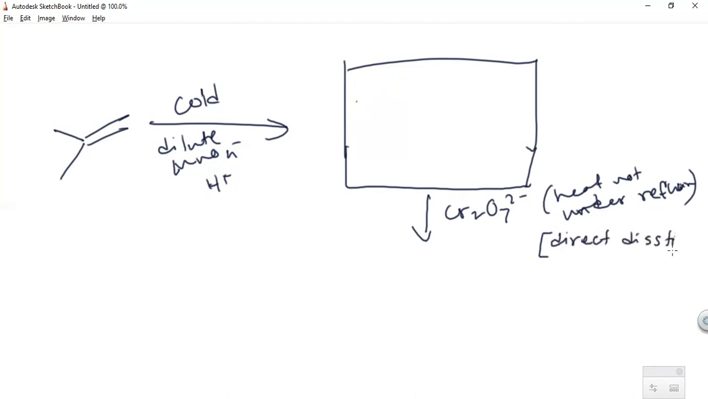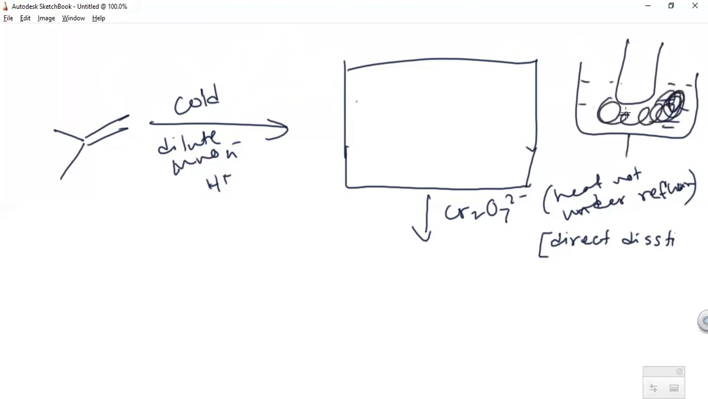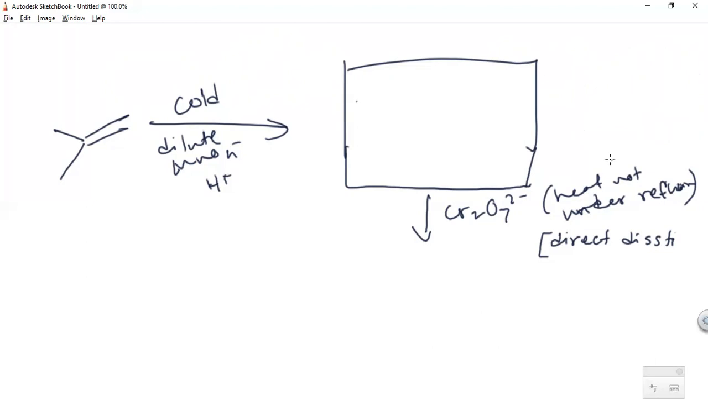That means they are not doing that heat under reflux. Heat under reflux means we have this beaker, and on that, let's say we have this test tube, and this is the water, okay? They heat the water, and that hot water actually heats up this reaction, okay? That is known as heat under reflux. And heat not under reflux means we are not doing that step. So direct distillation.